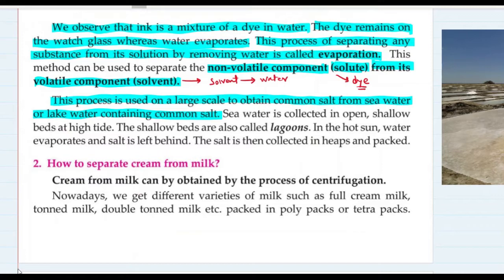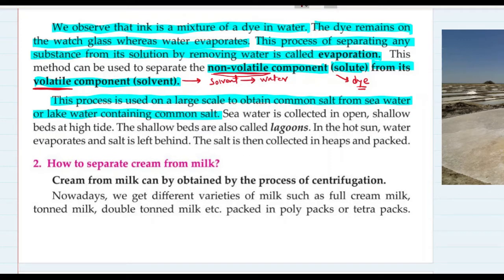Now, again coming back to the word volatile, because that might give you some issues. Volatile is a substance which can evaporate easily. Okay, non-volatile substances do not evaporate easily.